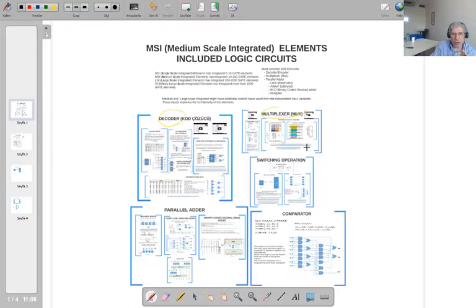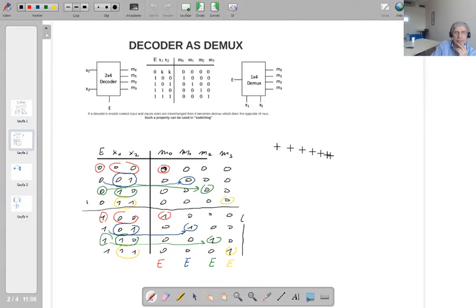Now we are going to see an application which uses decoders and multiplexers. This is a completely new area where these two elements are being used. This is switching operation. So this video is about the switching operation by using the multiplexers and decoders. And then the other MSI elements are going to be parallelators and comparators. But this video is about this switching operation.